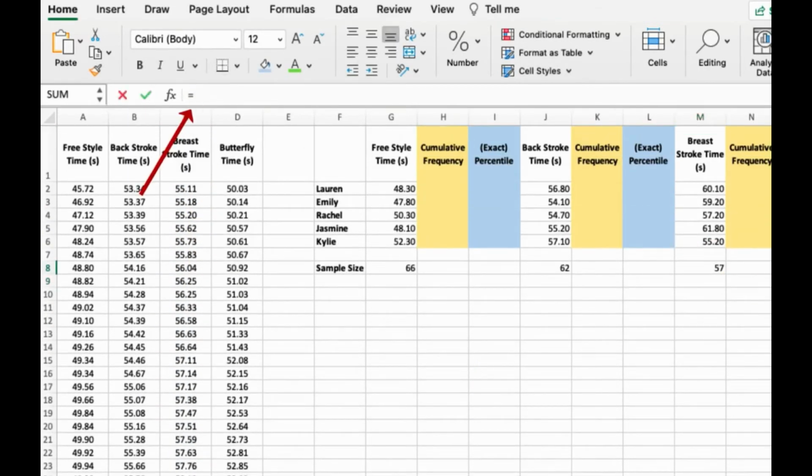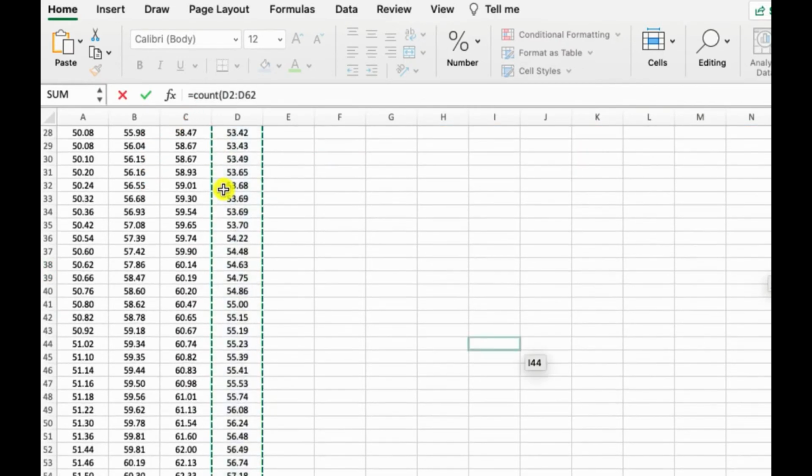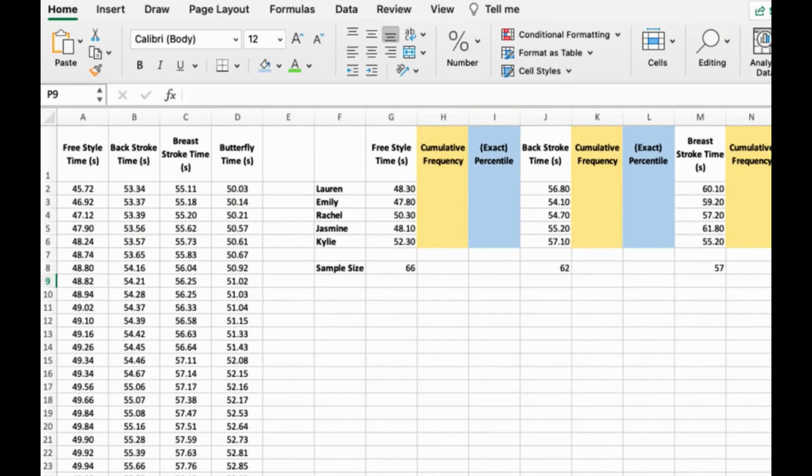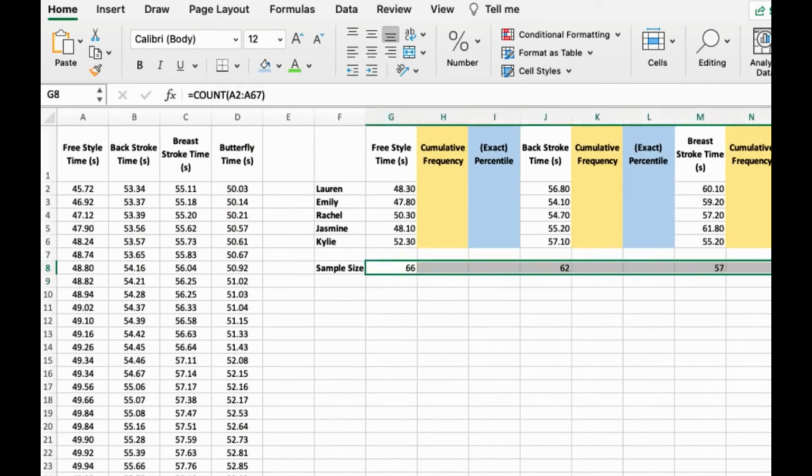And butterfly. So I'm just using the count function, inserting the range of data for each stroke, and now I have the respective sample sizes, or n, for each of the races that occurred.